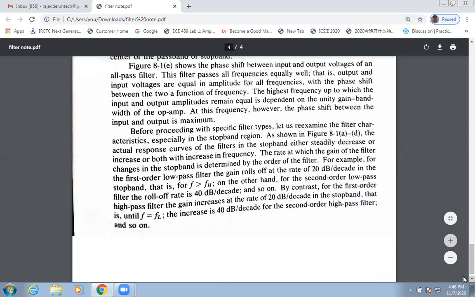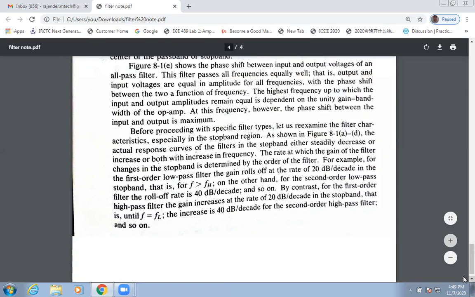Before we proceed with the specific filter types, let us re-examine the filter characteristic, especially in the stop band region. As shown in figure 8.1 A to D, the actual response curve of the filter in the stop band either steadily decreases or increases or both with increase in frequency. The rate at which the gain of the filter changes in the stop band is determined by the order of the filter.